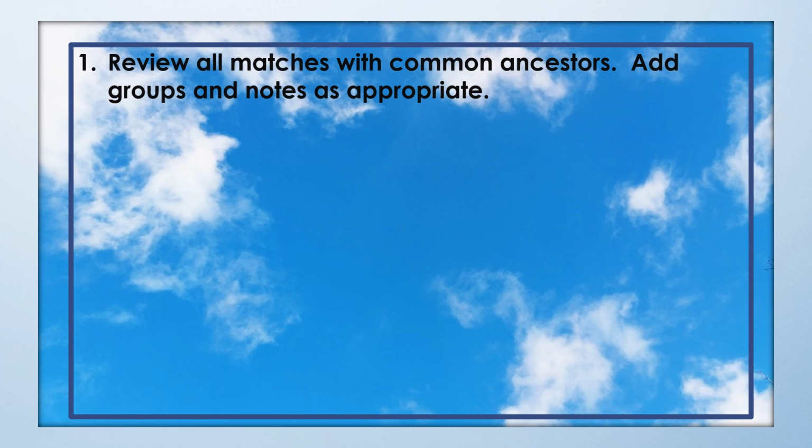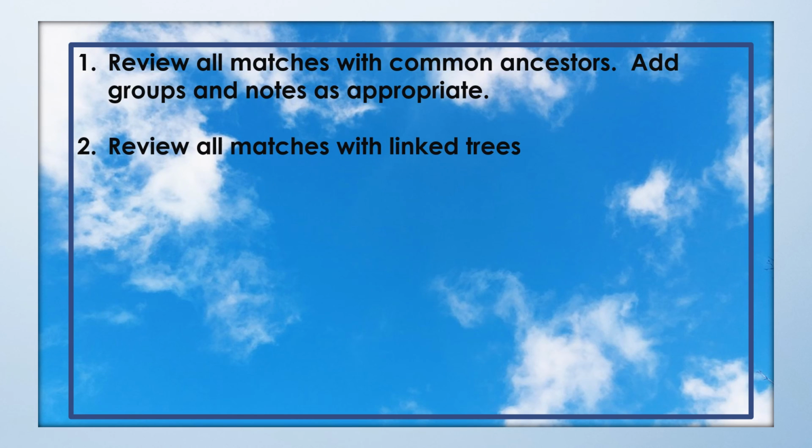This list comes from Krista Cowan. She's the corporate genealogist for Ancestry. Let's get started. First, you want to review all of the matches with a common ancestor. Add groups and notes as appropriate. This is where you decide how you want to use those colored dots. You can sort your matches so it shows only matches with a common ancestor at the top of the page.